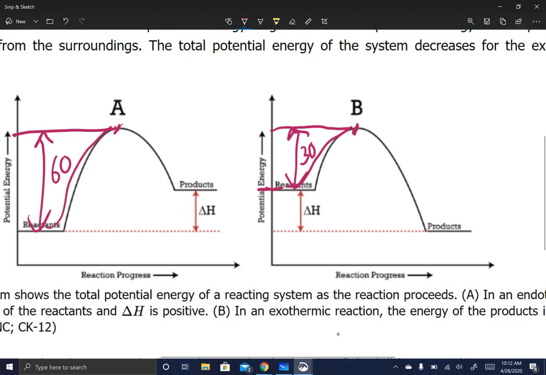So again, if we look here, B is going to react faster than A. It has nothing to do with endothermic or exothermic. This distance is shorter. Once they get here, they can get over the hump faster. So this is going to be a faster reaction.